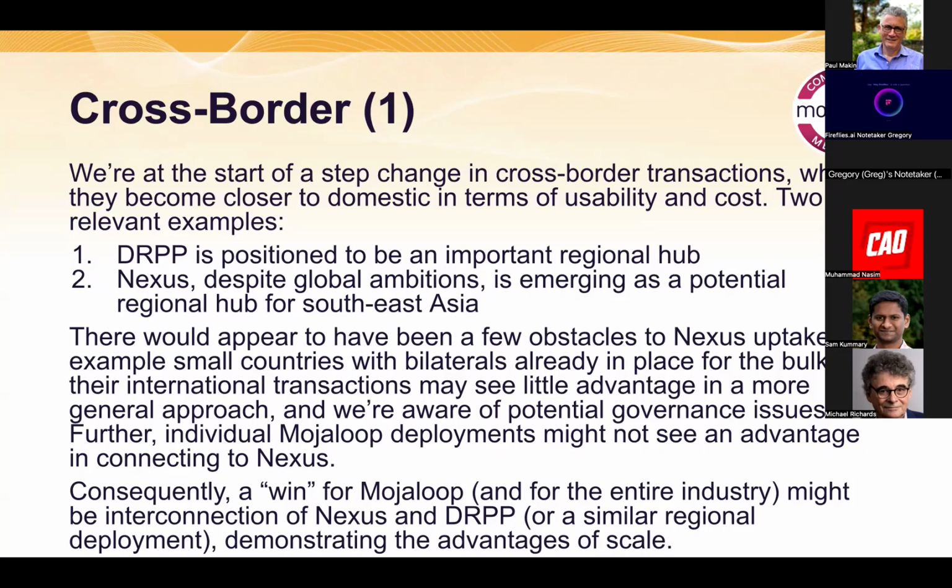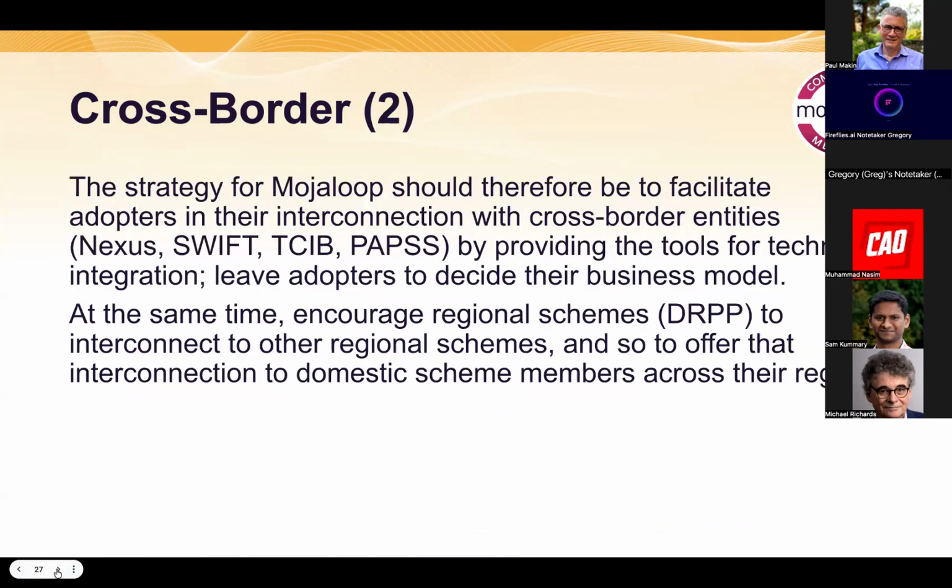For example, small countries with bilaterals already in place for the bulk of their international transactions probably see very little advantage in a more general approach. And we are also aware of potential governance issues. Further, individual Mojaloop deployments might not see an advantage in connecting to Nexus. So therefore, what we actually think could be a win for the entire sector might be interconnection of Nexus and DRPP, for example. But that's some way off, at least probably 2 years off. But we think that could demonstrate the advantages of scale.